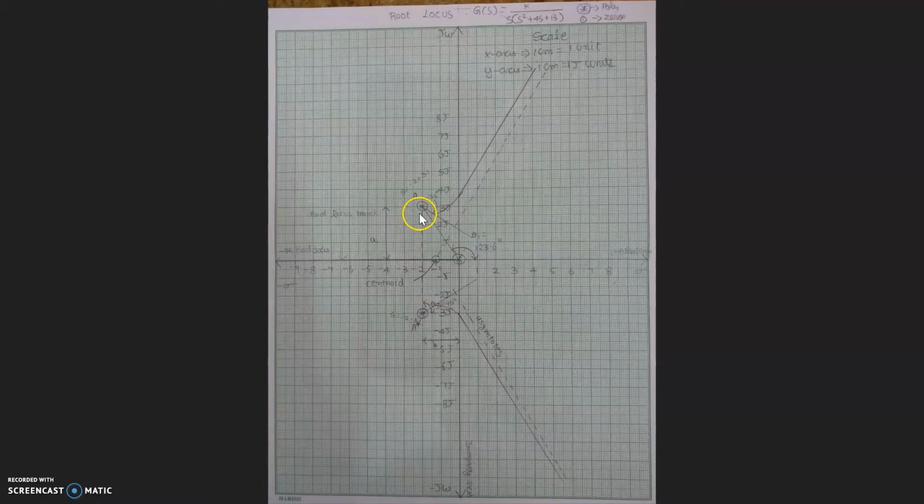Here the number of poles is greater than the number of zeros, so from that we can conclude that the root locus branches terminate at infinity. The root locus branch terminates at infinity because the number of poles is greater than the number of zeros. So this is how we sketch the root locus.